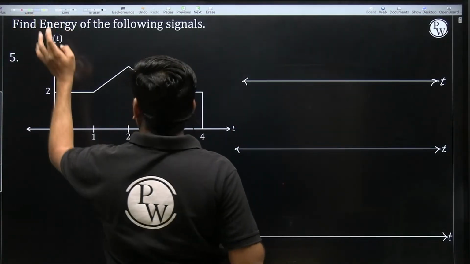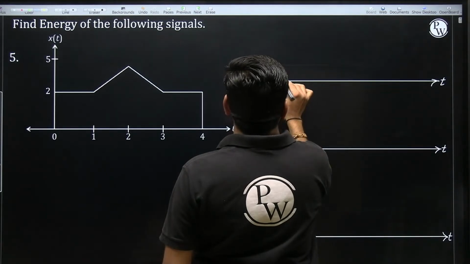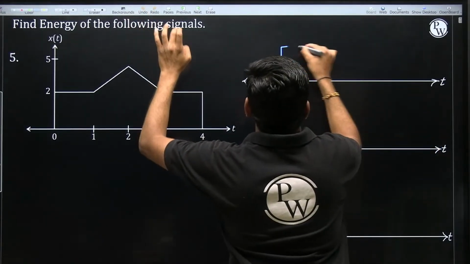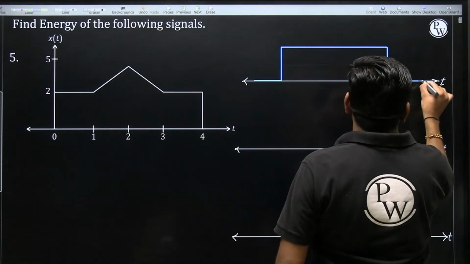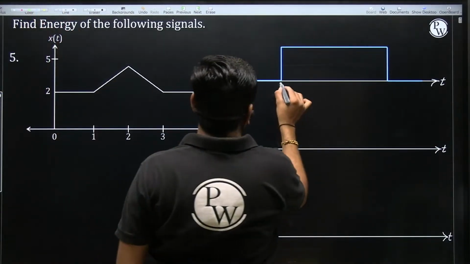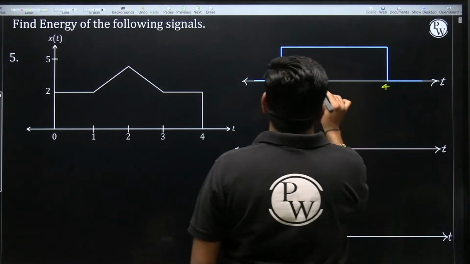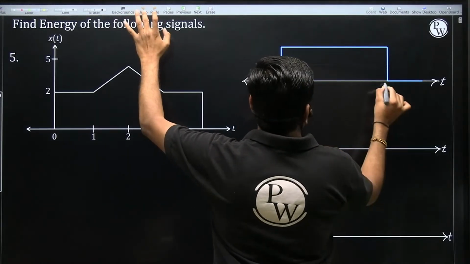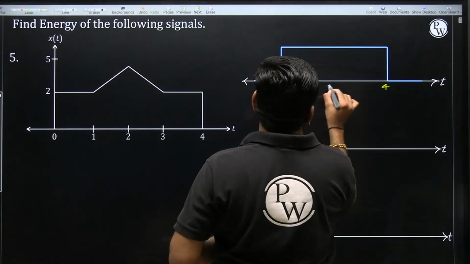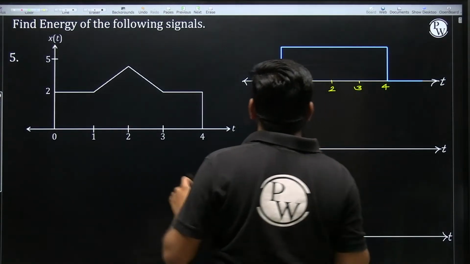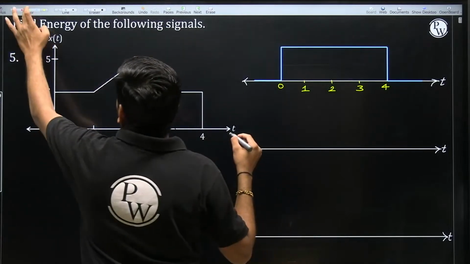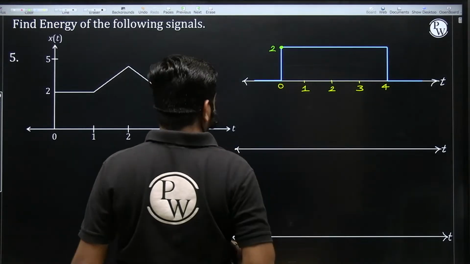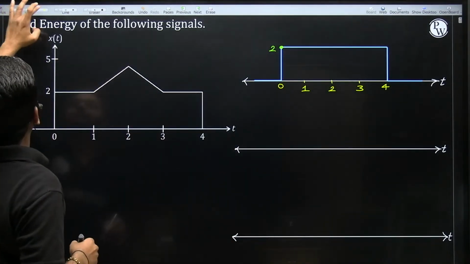Now, rectangle function between 0 and 4, with points 0, 1, 2, 3, 4. What is the amplitude, guys? Here this amplitude is 2. Peak amplitude is 2, guys.